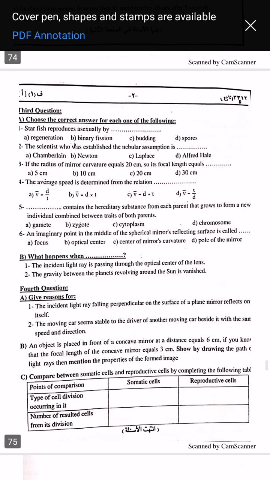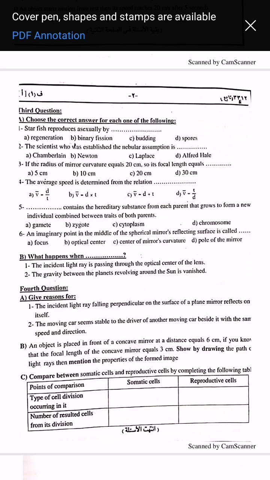Okay. Next question, third question. Choose the correct answer from each of the following. Starfish reproduce asexually by regeneration, or binary fission, or budding, or spores.